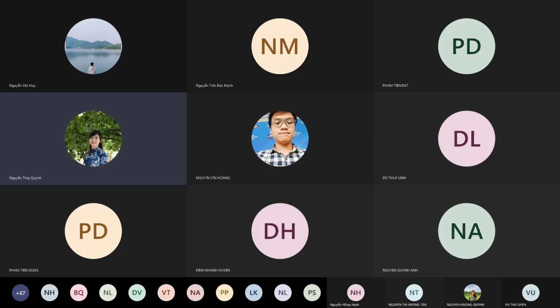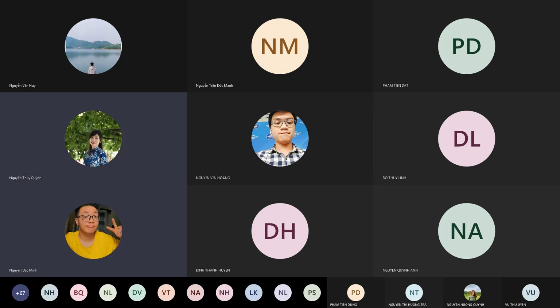What is the corresponding sample regression model? y_i equals beta 0 hat plus beta 1 hat x_i plus u_i hat. Okay, that is the sample regression model.